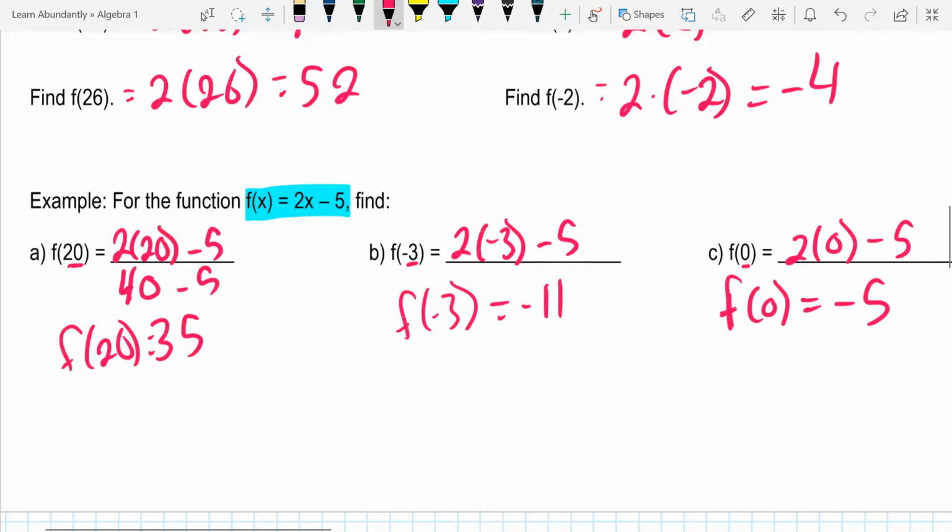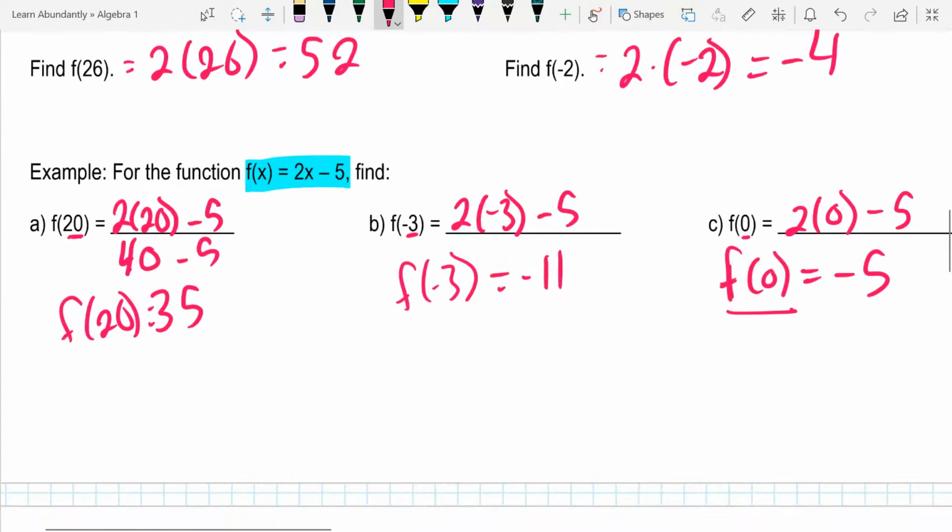Okay? A lot of people, again, have that moment on a quiz where they go, oh no, f times 0, I don't know what f is. But that's not saying f times 0, it's saying plug in 0 into the function where the x would be.